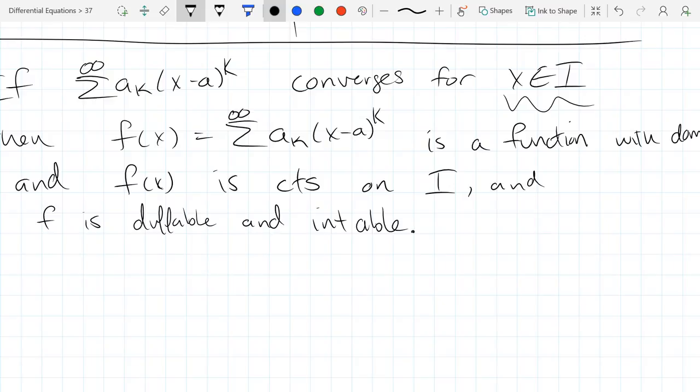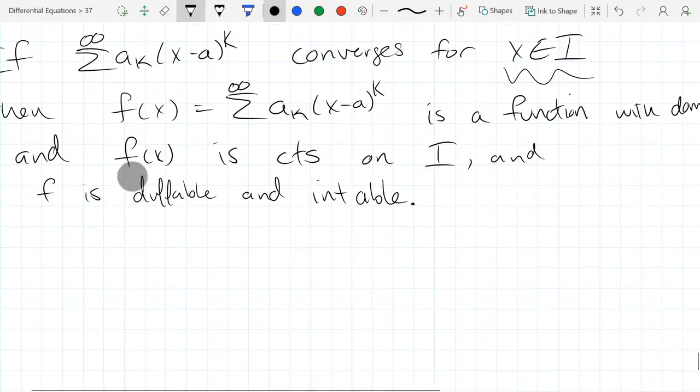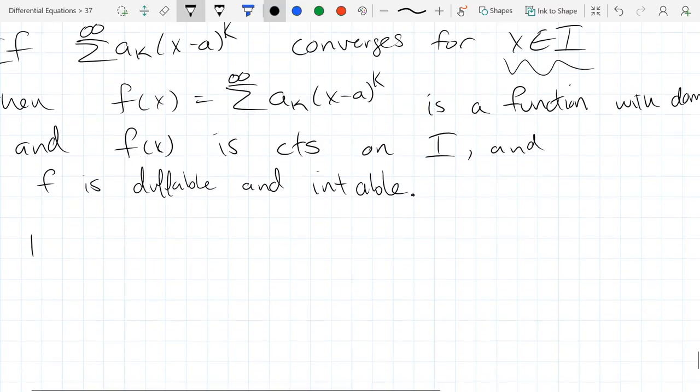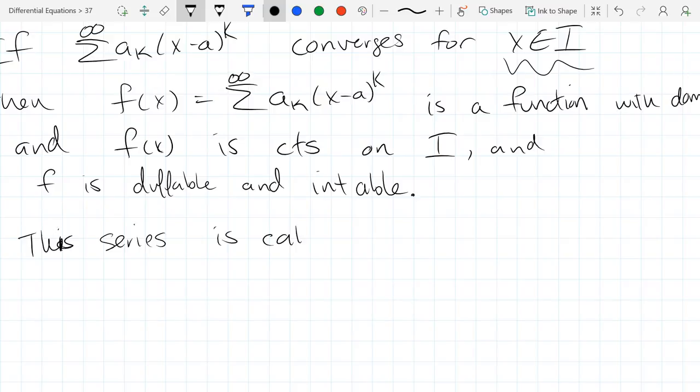It's also called the Taylor series of the function. So this is what the Taylor series is. So this particular series is called the Taylor series of f of x.